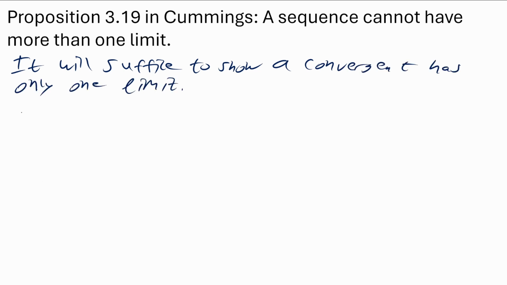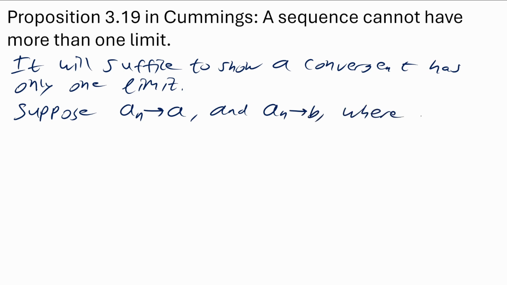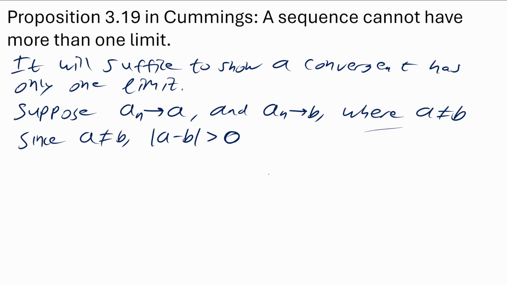So we're going to do this by contradiction again. We're going to suppose that a_n approaches a and a_n approaches b, where a is not equal to b. Okay, so we're saying, well, what if a sequence did have 2 distinct limits? Since a is not b, the distance between a and b is bigger than 0. Either b minus a or a minus b is bigger than 0, and one of those is the distance depending on which one's bigger.